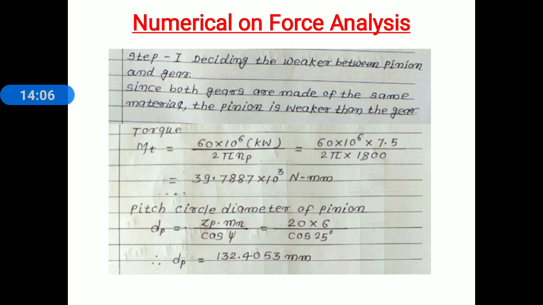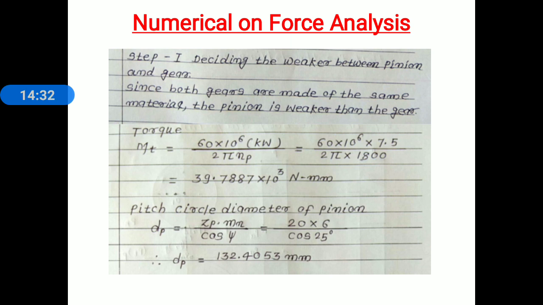That's why we use all the parameters of pinion here when we solve the problem. Okay, now 16 to 10 to the power 6 kilowatt, that is 7.5 divided by 2 pi into speed, 1800 rpm. Simplify this and we get a torque 39.7887 into 10 to the power 3 Newton millimeter.